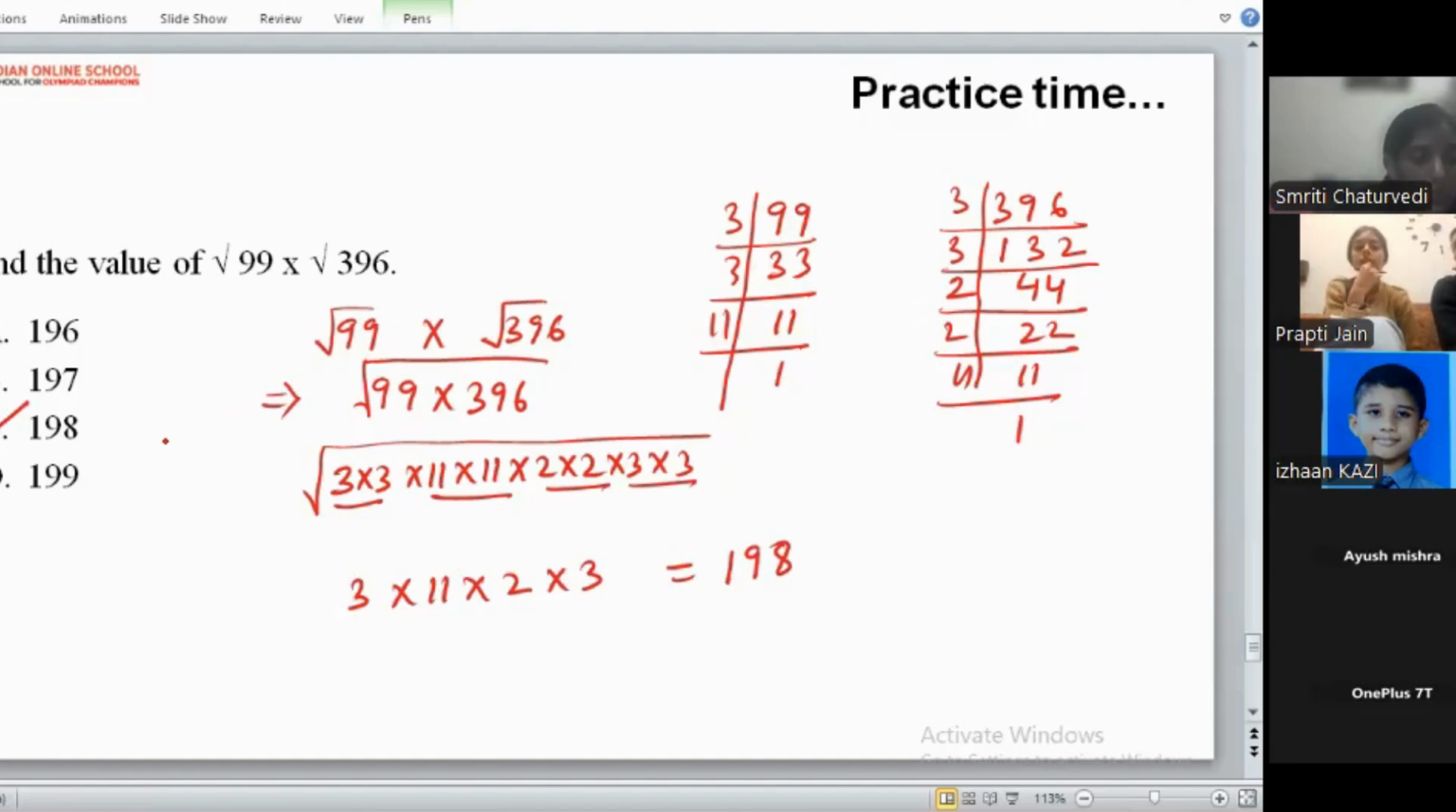Understood? Does anybody have any query, any doubt, any problem that you want to ask? Yes, Mansi. No, ma'am. Izan, Ayush, any query, anyone? No? Okay then.